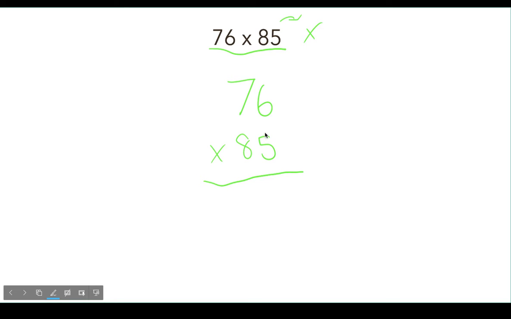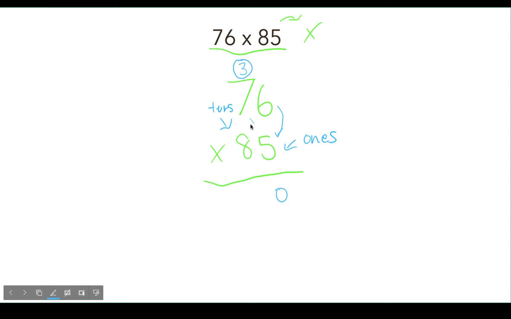Remember, first we're going to solve for our 1's place. And then we're going to solve for our 10's place. So let's solve. 6 times 5. 6 times 5 is 30. Carry the 3. Put a 3 up there.